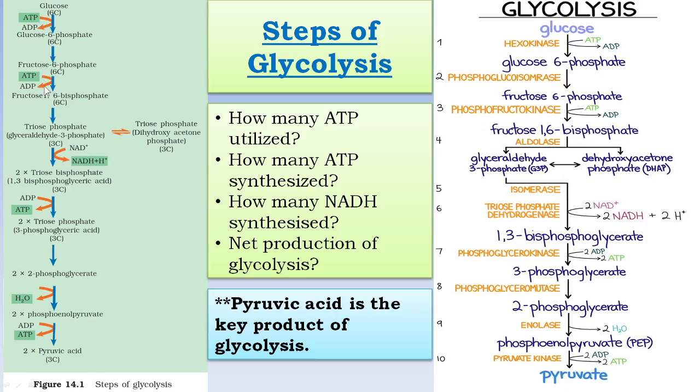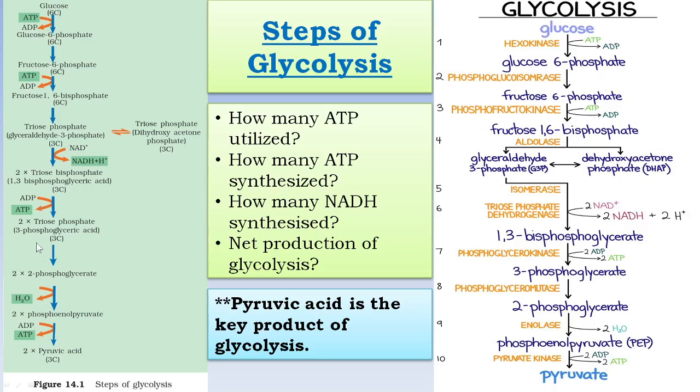So ATP is produced in the next step, right? When 1,3 bisphosphoglyceric acid is converted into 3 phosphoglyceric acid, ADP becomes ATP, so ATP is produced. Again, at the last step, when phosphoenol pyruvate is converted into pyruvic acid, ATP is produced.